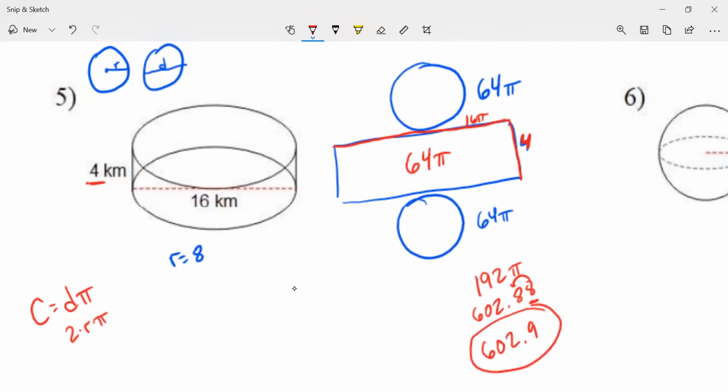Okay, now some of you might have wondered, do I have to type in 3.14 for pi, or can I use the key that says pi in my calculator? For this homework, I'm going to let you use either one. If you type in 3.14 for pi, you will get 602.9 for your answer. Now, if you use the pi key, so 192 times pi, your answer should be 603.2. There's going to be a variance, okay? And I'm going to accept either one.